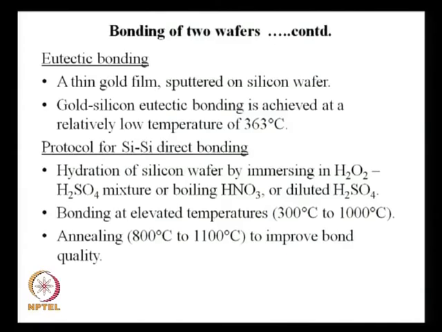Let me point out that there exists another technique which goes by the name eutectic bonding. Not that it is a very general one, but just look at the technique here. A thin gold film is sputtered on silicon wafer. Gold silicon eutectic bonding is achieved at a relatively low temperature of 360 degrees centigrade. Do you know what a eutectic mixture is? You got to go and read what a eutectic mixture is. Gold and silicon, it forms a eutectic mixture.